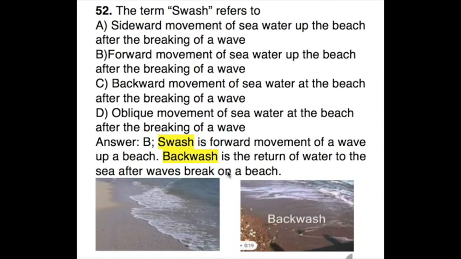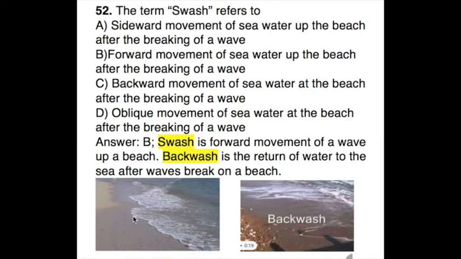Now moving to the next question. The term swash refers to, there are four options and the correct option is B. What is swash? Forward movement of seawater up the beach after the breaking of a wave. Now look at this image. It is on the beach side. The ocean water comes and moves in the up direction, in the forward direction, after the break from the wave.